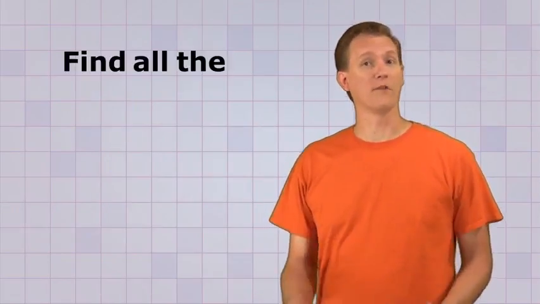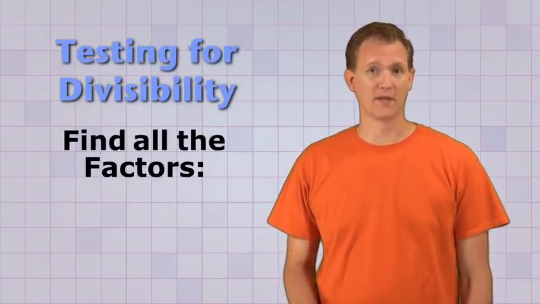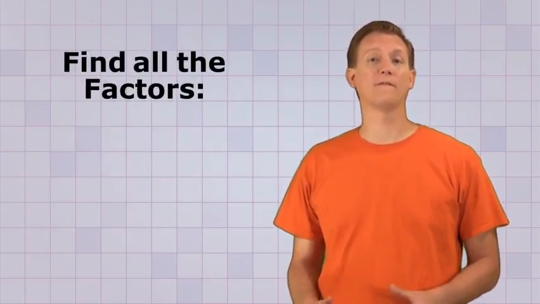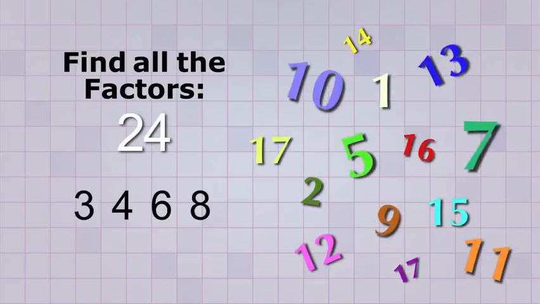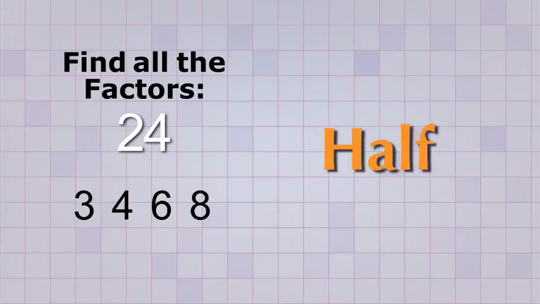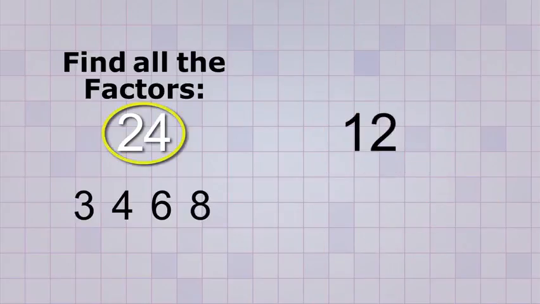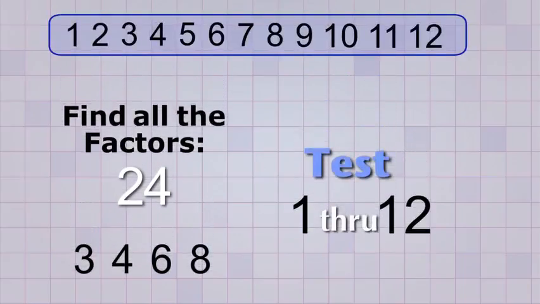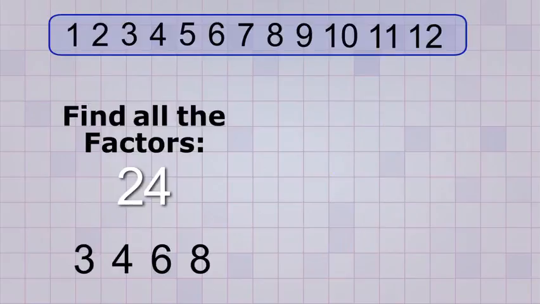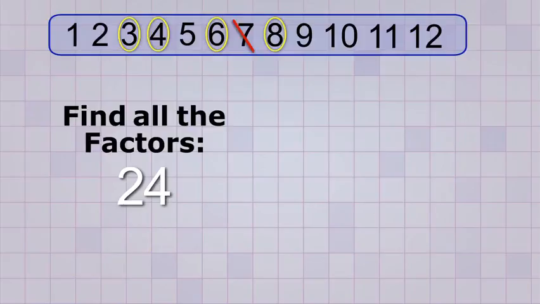Sometimes you may be asked to find all the factors of a number. If that happens, you can use testing for divisibility to solve the problem. To see how it works, let's try to find all the factors of 24. We already know 4 of them, but there's a lot more numbers we can test. Fortunately, we only need to test numbers that are less than half of the number we're testing. And since half of 24 is 12, we just need to test the numbers 1 through 12. To keep things organized, let's list the numbers we're going to test, and we'll circle the factors that we already know. 3, 4, 6, and 8. We can also cross out the 7 since we already tested it and found out it wasn't a factor.